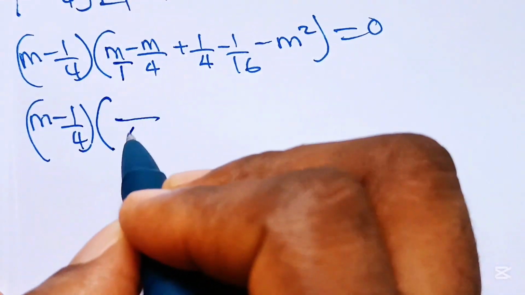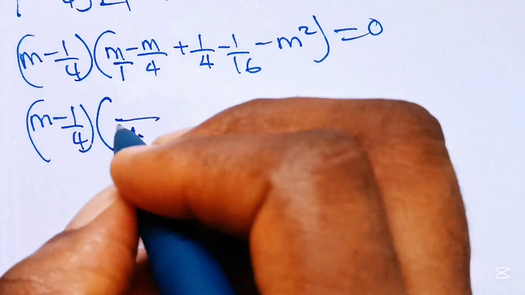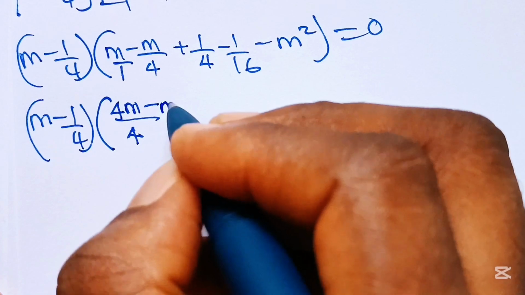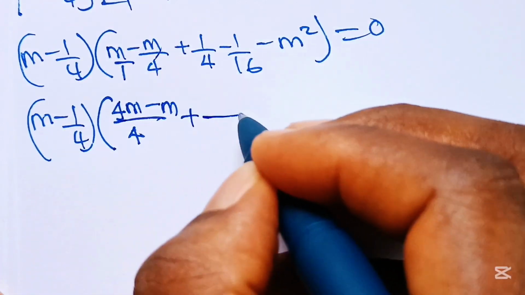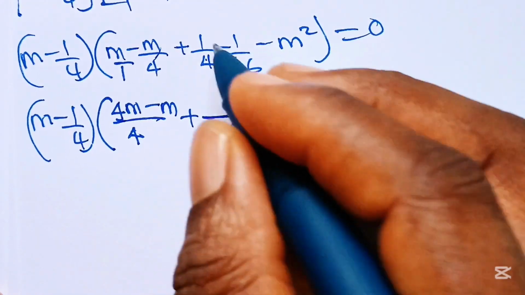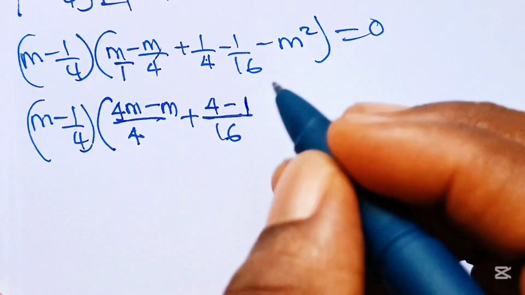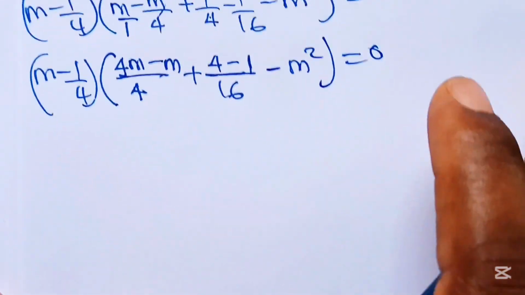Now the LCM here is 4. When 1 is divided by 4, we have 4. 4 times m is 4m. 4 divides itself, 1 times m is m. Okay, that is it for this. Then plus, here the LCM is 16. When 4 divides 16, you have 4. 4 times 1 is 4. 16 divided by itself is 1. 1 times 1 is 1. Then minus m squared is equal to 0.